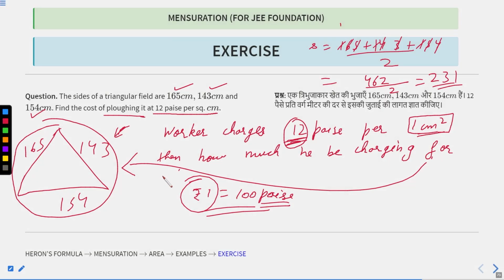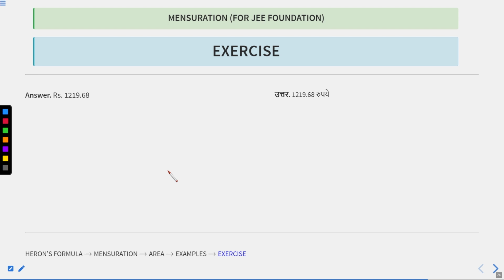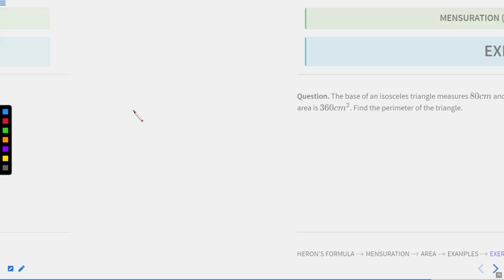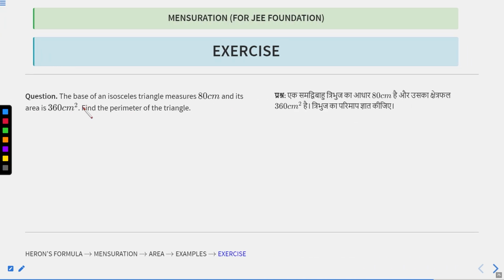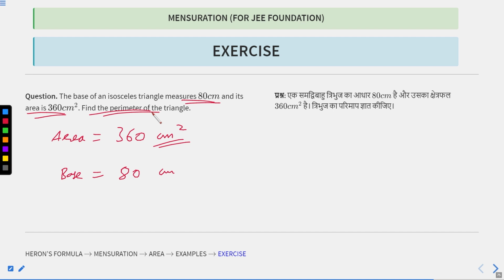So you will find your answer to be equal to 1219.68 rupees. So the answer is given to us in rupees. Just remember this. Now let's move to the next question, which says that the base of an isosceles triangle measures 80 centimeter and its area is 360 centimeter square. We have to find out the perimeter.